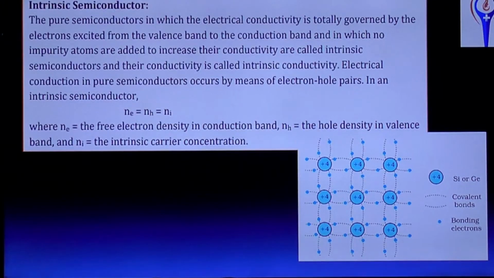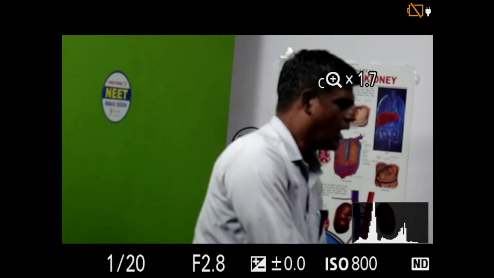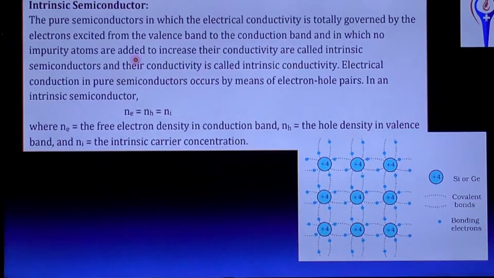Intrinsic semiconductor. A semiconductor is classified into intrinsic semiconductor and extrinsic semiconductor. Intrinsic semiconductor is a pure form of semiconductor in which electrical conductivity is totally governed by electrons excited from the valence band to the conduction band, and in which no impurity atoms are added. That is, a pure form of semiconductor is intrinsic semiconductor. Impurity atoms added to increase the conductivity are what make it extrinsic.